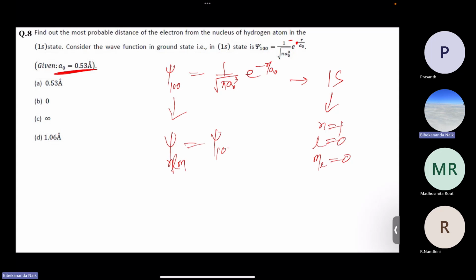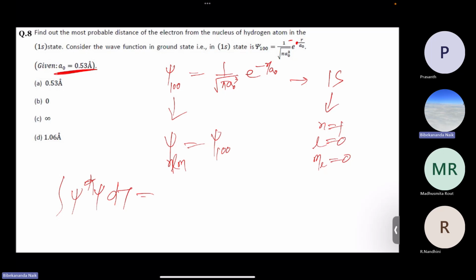And now, what is the most probable distance? So first we will find the probability, and then for the most probable distance, we will take the derivative and equate it to 0, because we know if a quantity is maximum, then its derivative is 0. That is, the slope is 0 there. So if you first talk about the probability, the probability of finding the particle will be psi star psi d tau.